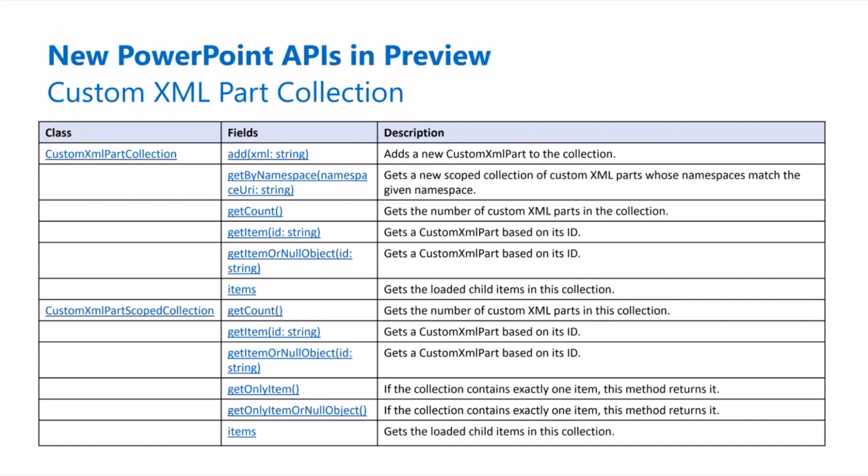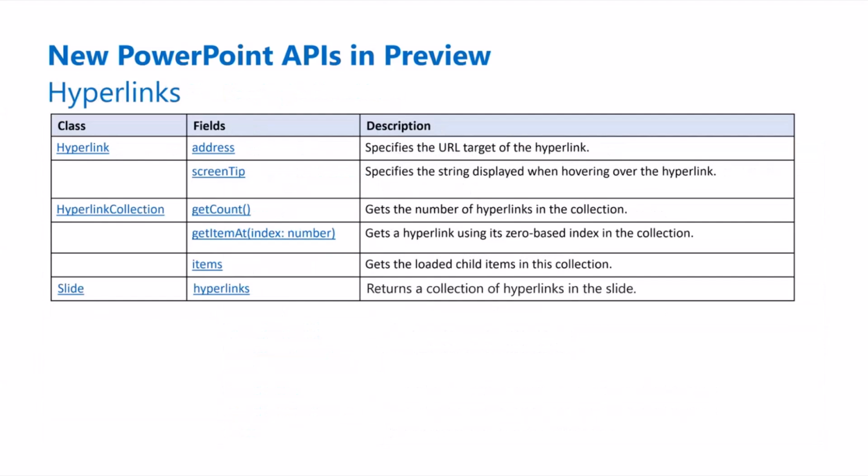So collections or collections of slides. And so you can see that that functionality is available as well. We can go to the next slide. Another API set that we introduced is one around hyperlinks. So being able to read hyperlinks and get hyperlinks from a presentation is now available in preview.